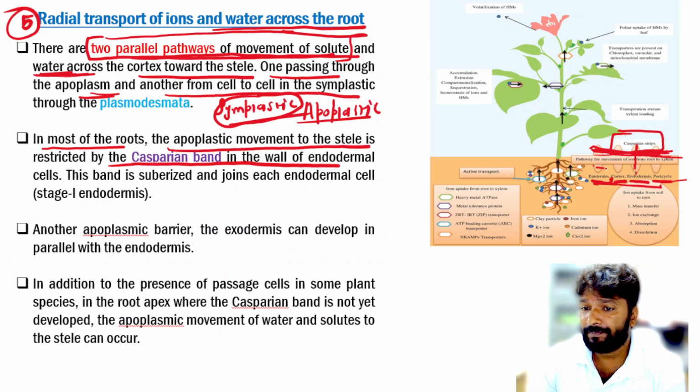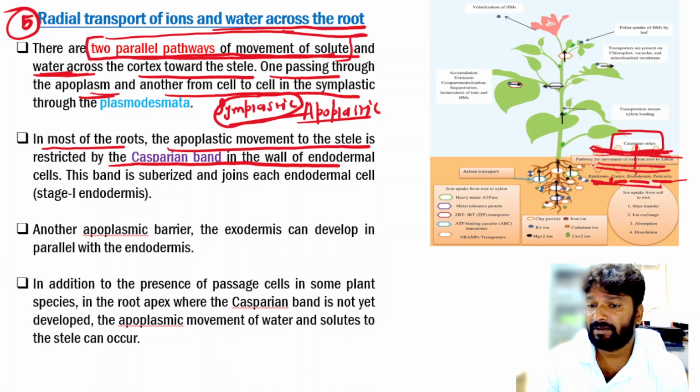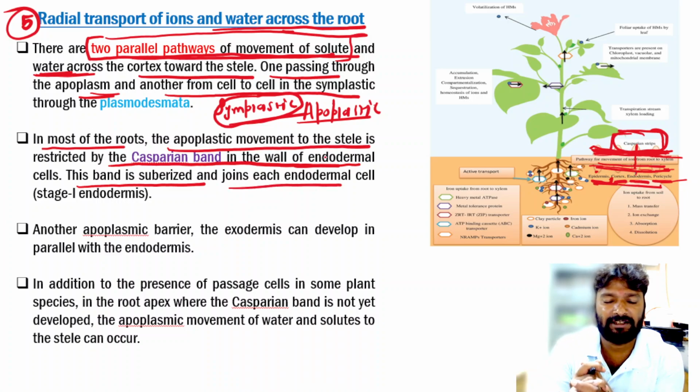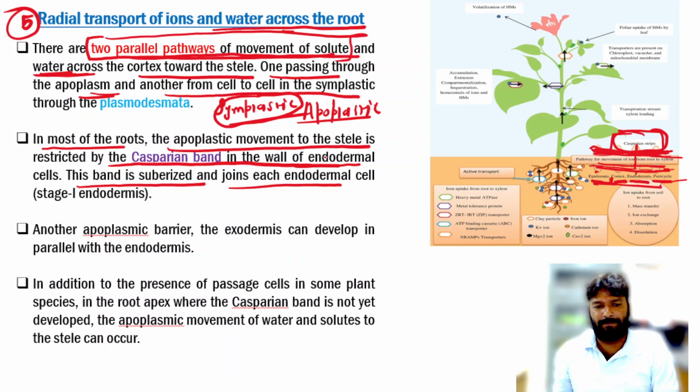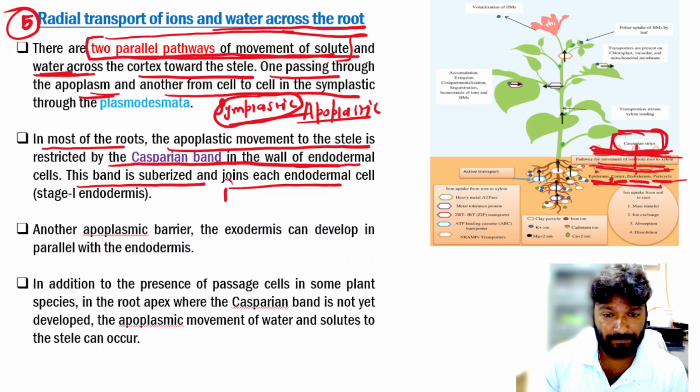So friends, if plasmodesmata are present, ions can be moved from epidermis to the pericycle without restriction. But when the ions move from epidermis to the pericycle without plasmodesmata, these Casparian strips block or reduce the solute transport, because these bands are suberized and join each endodermal cell, which blocks the transport path. Okay, so this is one barrier.